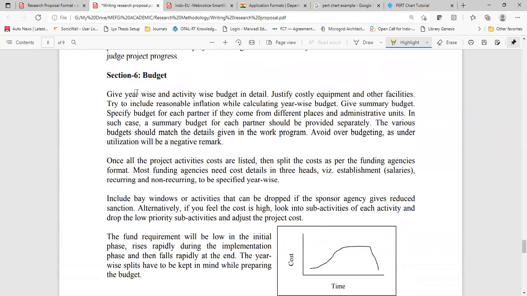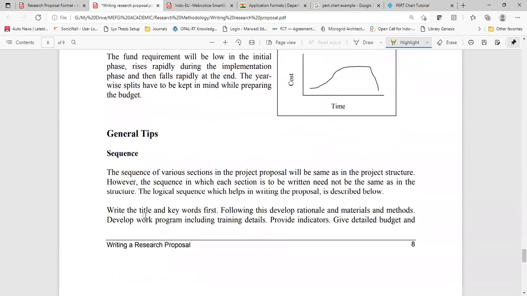The budget part. You need to mention a specific budget with everything in detail. Of course, you cannot mention each and every part in detail, but most of the things should be very clear. One is salaries: how many people will be involved and how they will be paid, and recurring and non-recurring expenses, specified year wise.